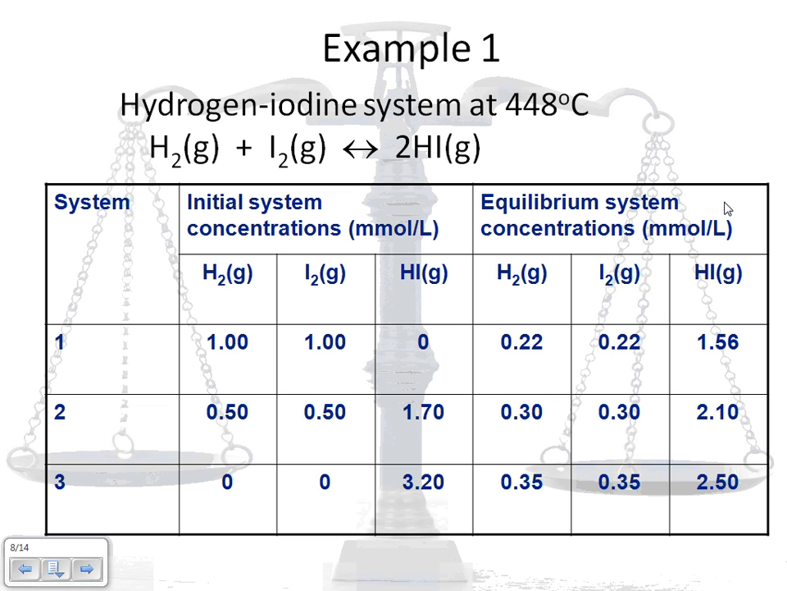Here's a hydrogen iodine system at 448 degrees Celsius. So there's my reaction. I've got hydrogen gas and iodine gas, and it can form hydrogen iodide or hydroiodic acid. Okay, and this reaction is reversible. So in each system, I start off with a different concentration of reactants and products. So let's say this is my first trial or my first system. You can see I started off with only reactants and 0 products. In my second system, I started off with less reactants and more products. And then in my third system, I started off with no reactants and only products.